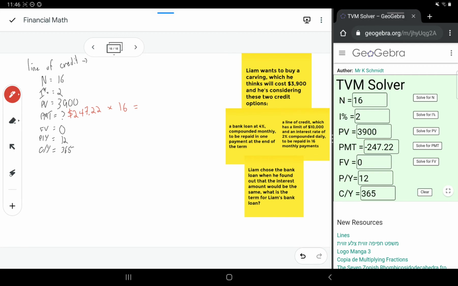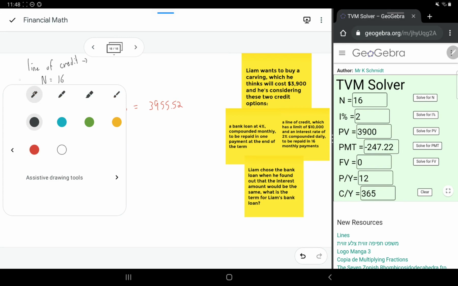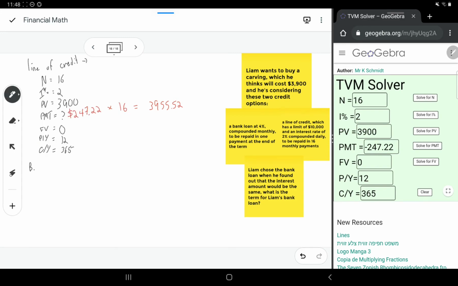Okay, so 247.22 times 16 will give us $3,955.52. Okay, so that's the line of credit done. Now we need to look at the bank loan.